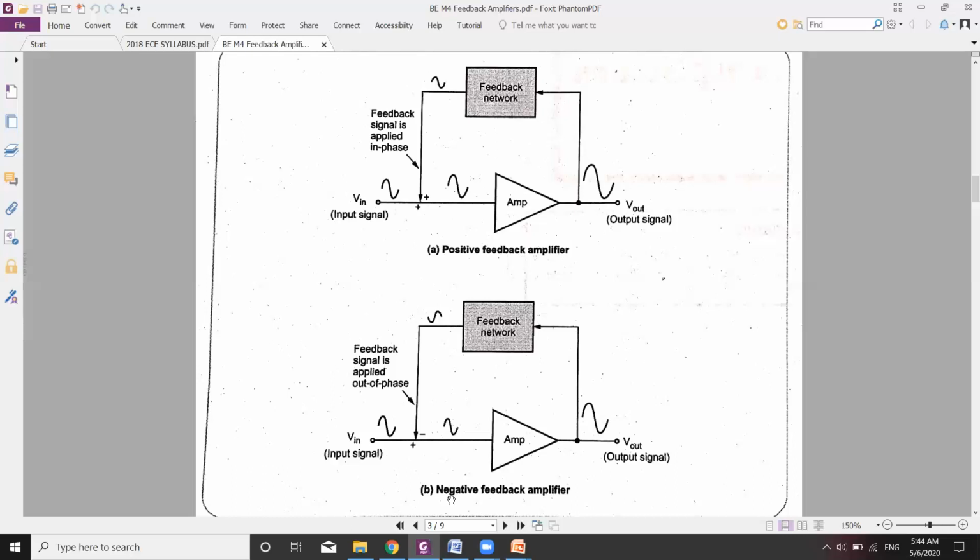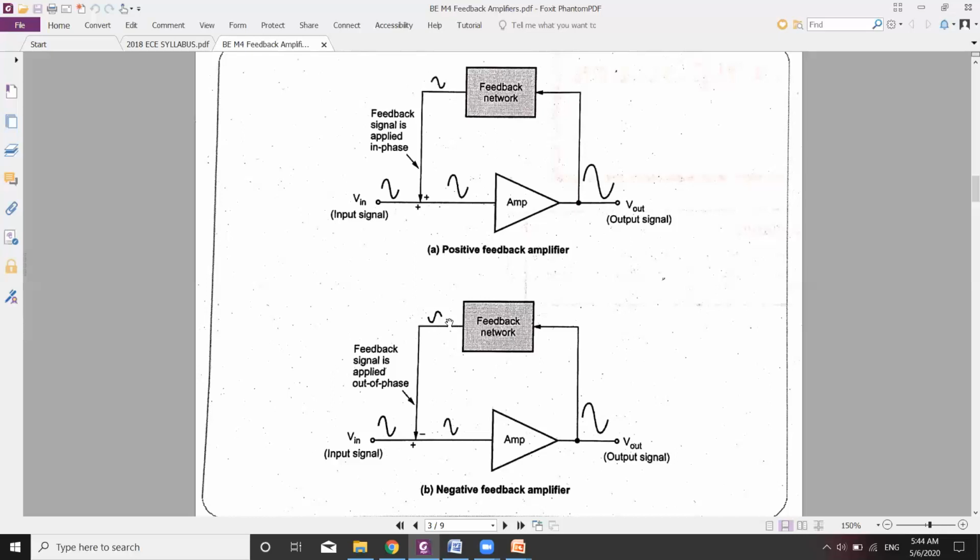Simultaneously, we shall see negative feedback also. This figure B is showing you negative feedback. In this also, part of the output is taken, amplified, and given to the feedback network, and you just observe the phase over here. This is the input signal, and this is the feedback signal. Observe the phase. The input signal goes from 0 to max in the positive direction in the first half cycle.